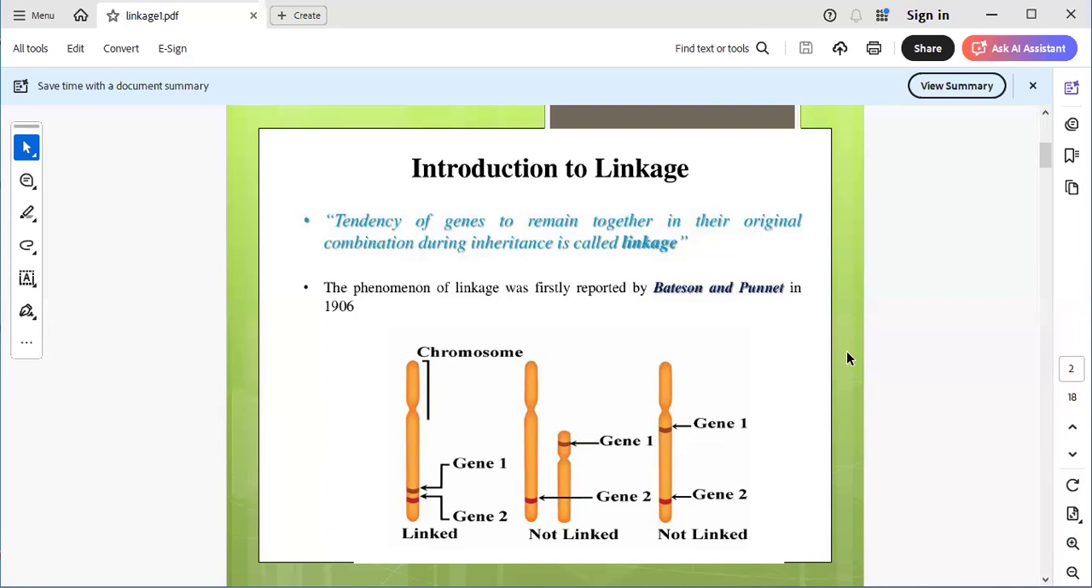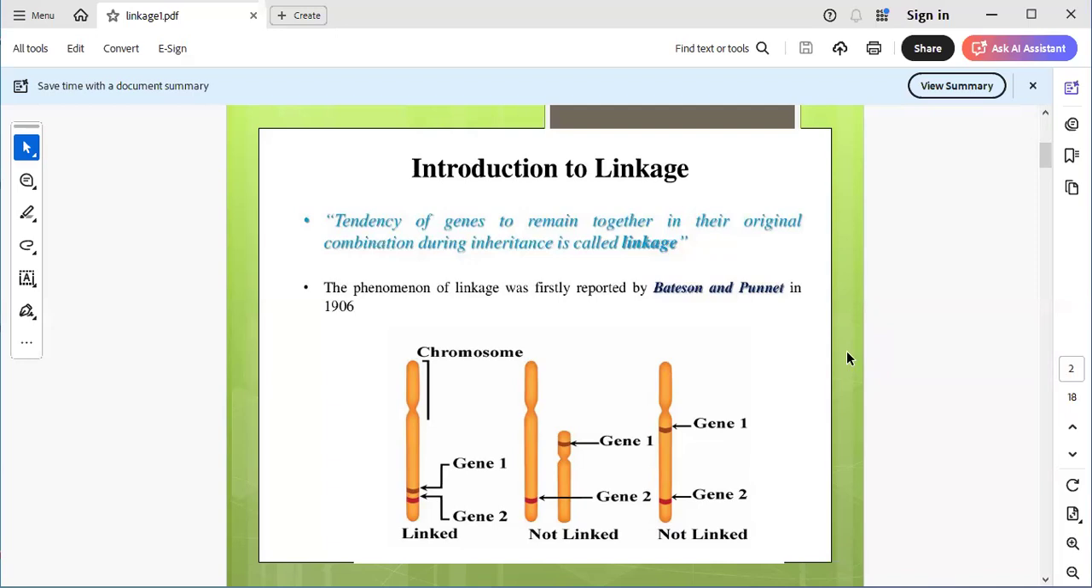When we cross any two parental plants with respective features, in the progeny many of the progeny members show parental characters only. That is nothing but a kind of link phenomenon observed between the genes, which indicates linkage. So today we'll discuss the linkage topic. What is meant by linkage? Linkage is the tendency of genes to remain together in their original combination during inheritance.